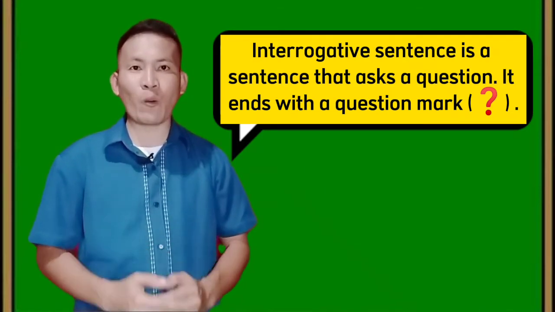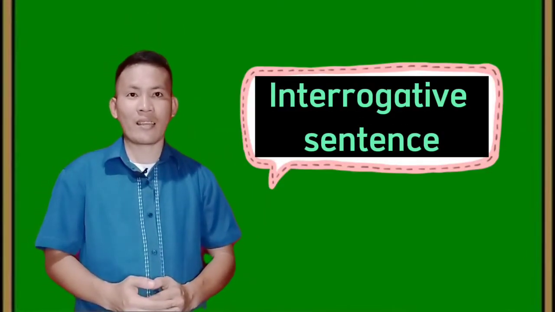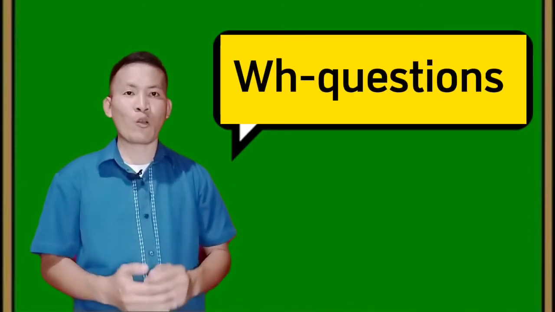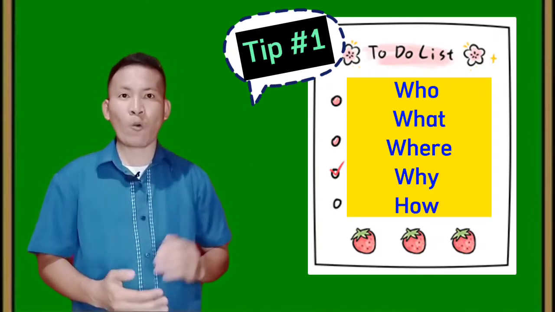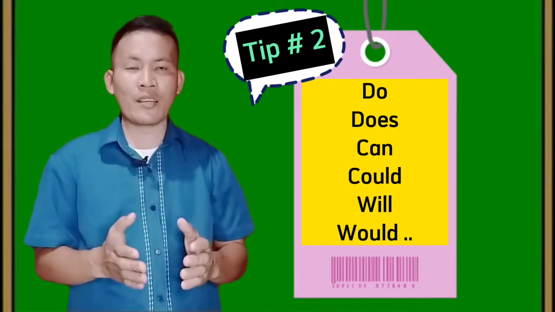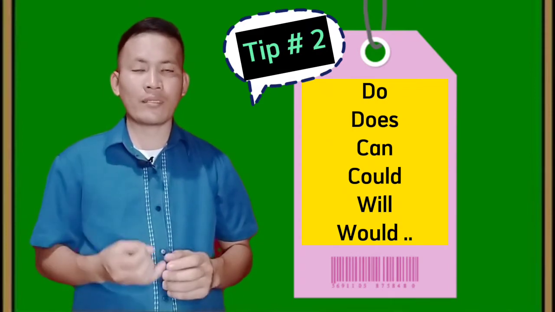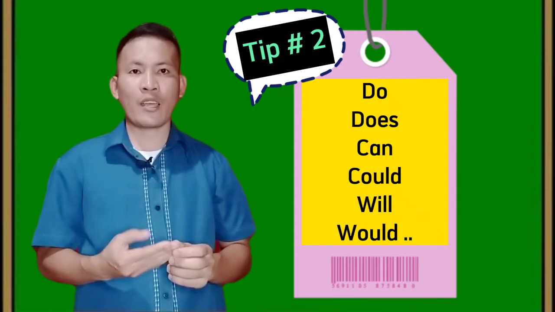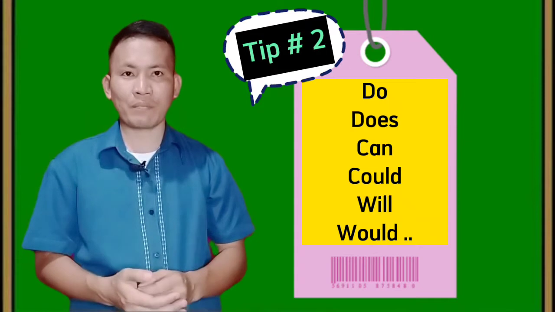It ends with a question mark. Remember, interrogative sentence use WH questions. Words like who, what, where, why, and how. Sometimes they use some words like do, does, can, could, will, would, and they are going to formulate a question.